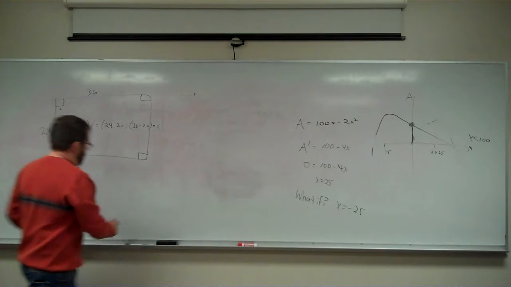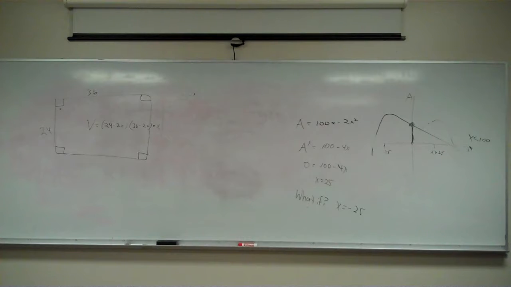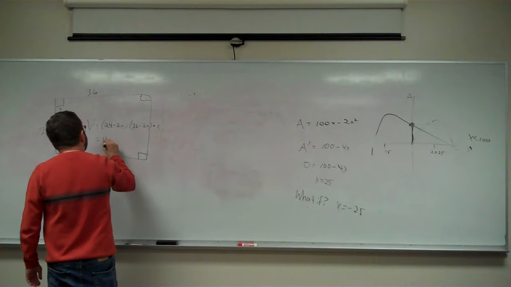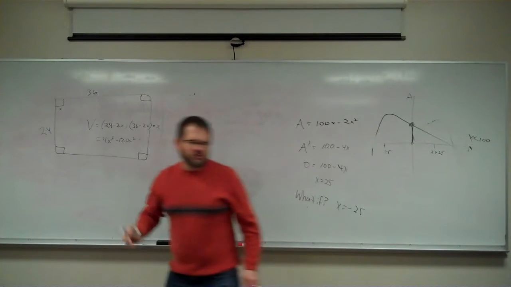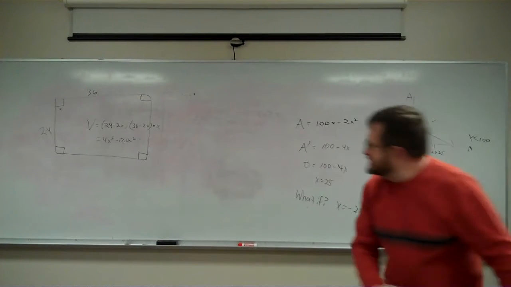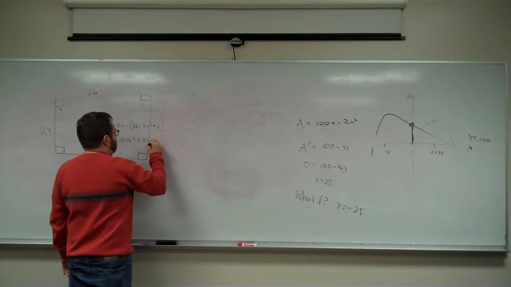Alright, did the book actually expand that into just an ordinary polynomial? I don't feel like doing all that, asking for trouble there. Yeah, okay, so that is 4x cubed minus 120x squared. There's one more term. 864x.